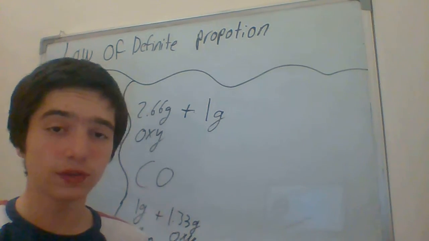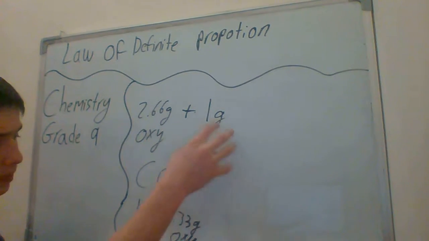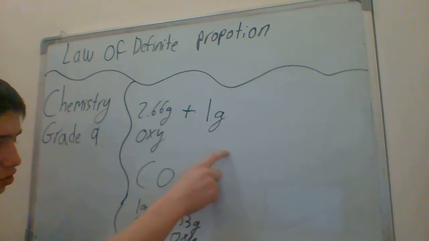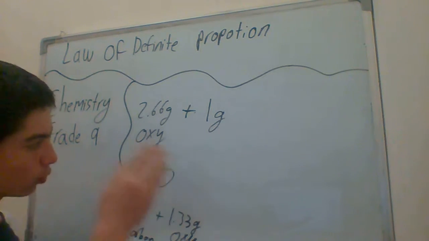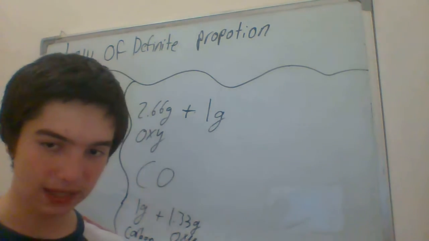Always remember, the law of definite proportion says that to form one particular compound or chemical, the proportion of reactants should always be definite. It will always be the same. Always, if you want to form carbon dioxide, 1 carbon atom and 2 oxygen atoms.